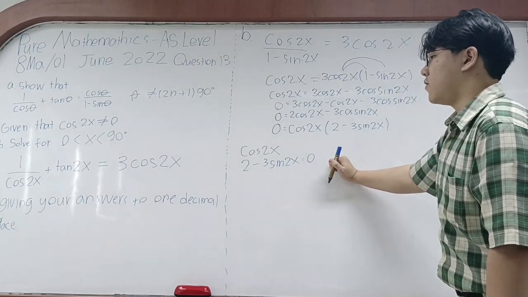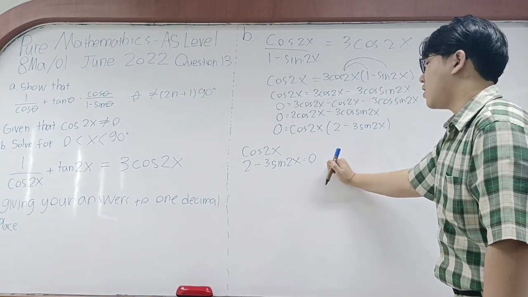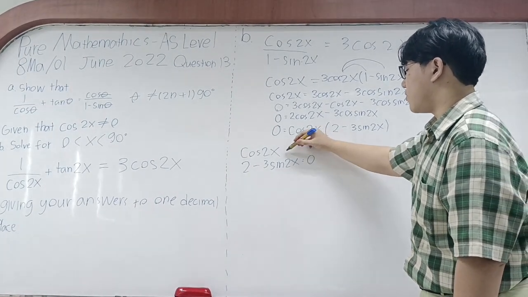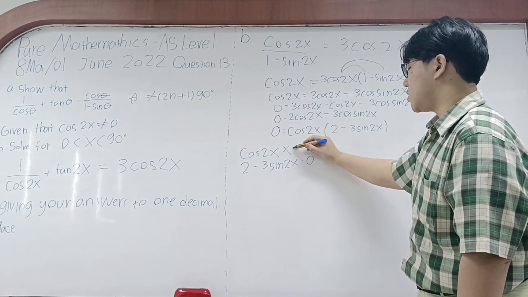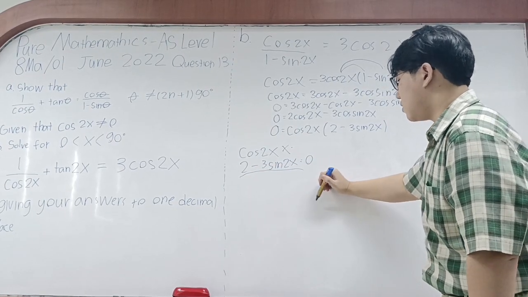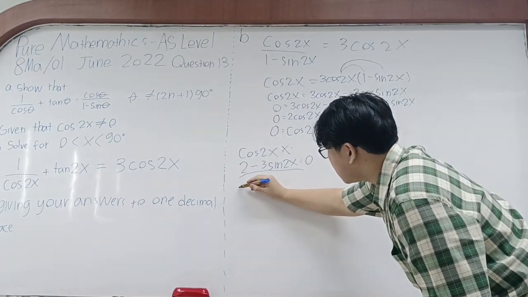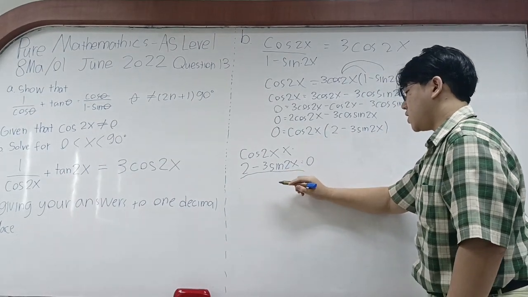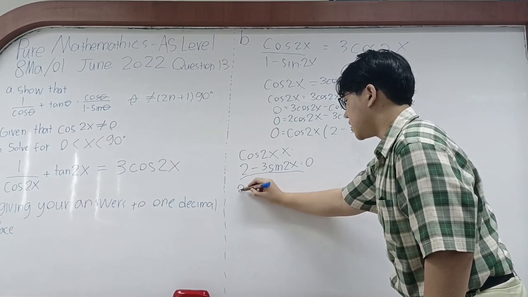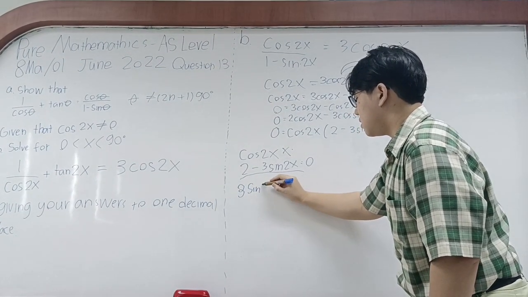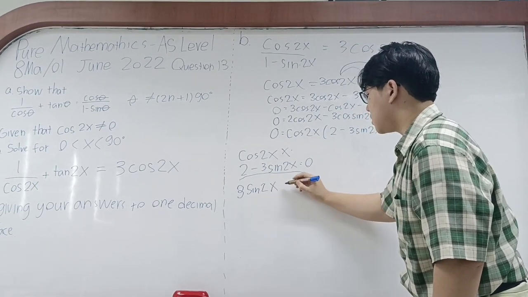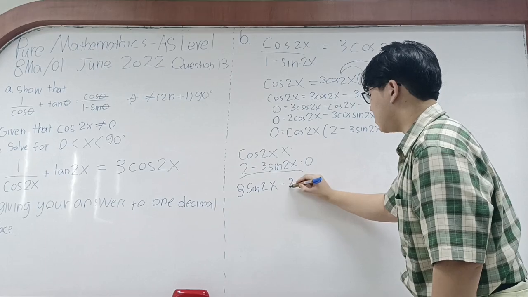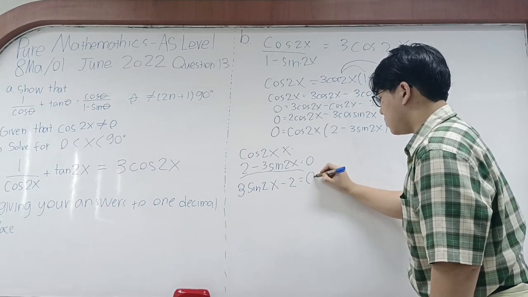But we know that for cos 2x, it cannot equal 0. Therefore, we're going to reject this immediately. So we're not going to use this one, but we're going to use this one instead. We're just going to rewrite this so it's easier to see, where it's going to be written as 3 sin 2x minus 2 equals 0.